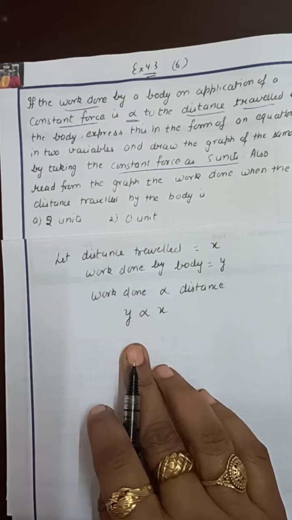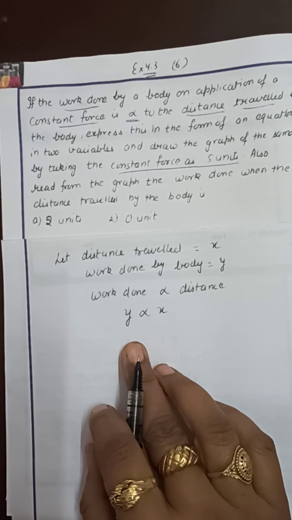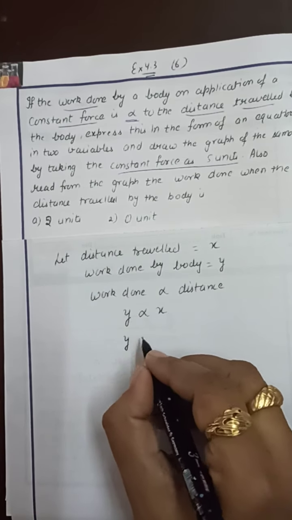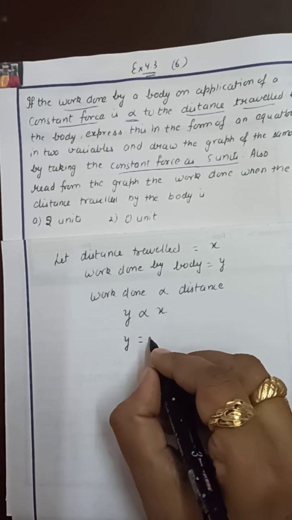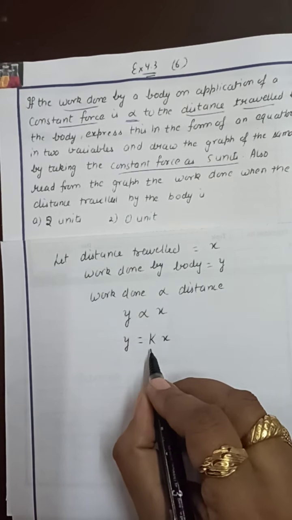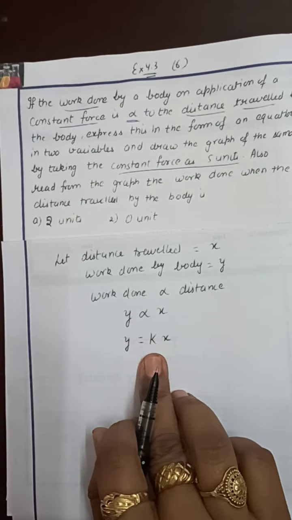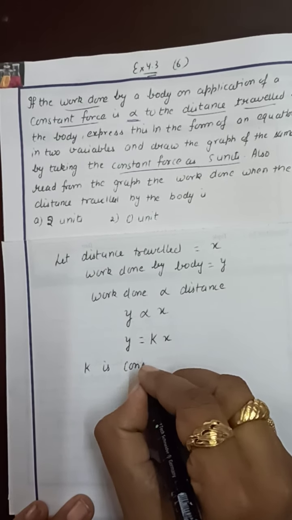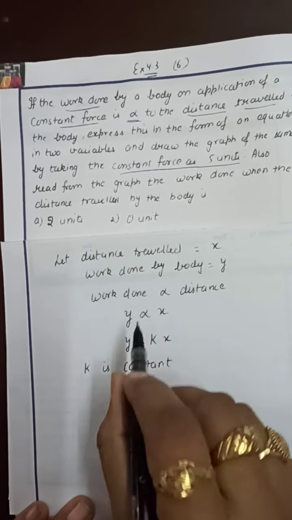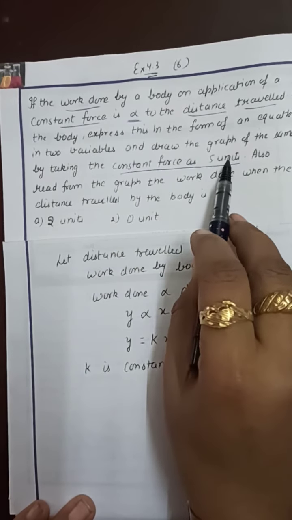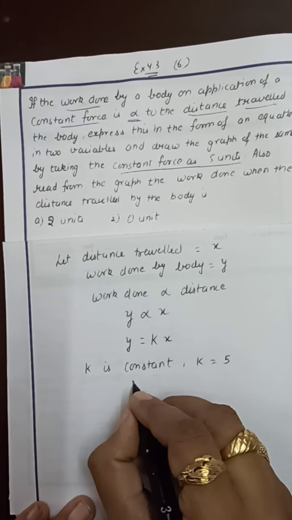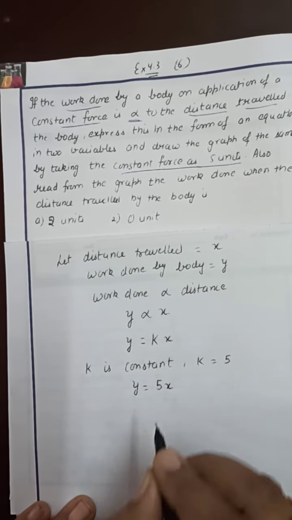Now we have done in my previous classes in the 8th and the 7th, inverse and direct proportions. So when we remove this sign of proportionality, y equals k into x. K is introduced in that, and that k is the constant of proportionality. K is a constant. In the question, the value of that constant is given as 5 units. So I will put k equals 5 in this equation, and I am getting y equals 5x.